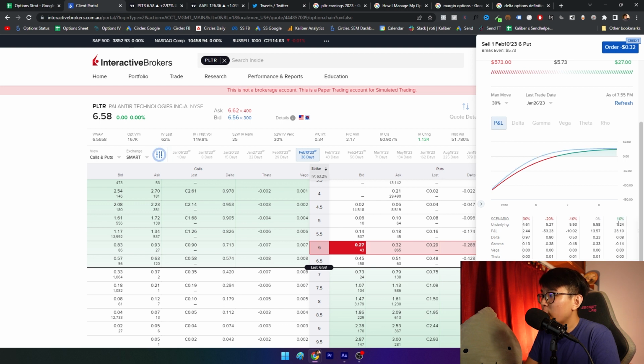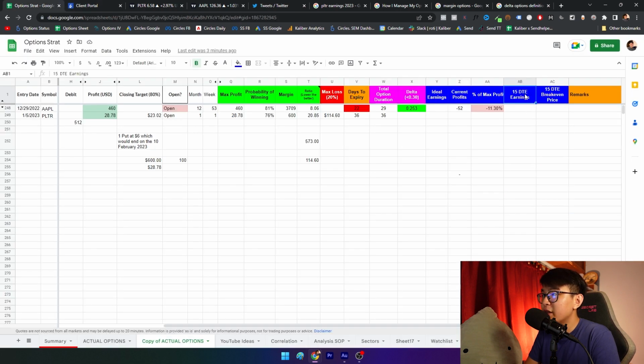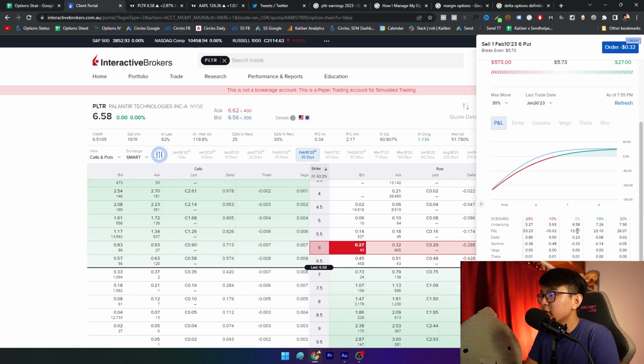So let's say if the stock price of Palantir is at $7.24 by 26th January, you will earn about $23. If the stock price of Palantir is at $6.58 on 26th January, you will earn $13. If you go to the other side of the table, if the stock price of Palantir is at $4.61 on the 26th January, you would have lost $112. So this is just a rough calculation of where the profit margins are. In terms of 15 DTE earnings, if the price of Palantir is at $6, that means I would still be slightly negative, because if you see these two prices over here, at $6 maybe I will just lose about $8.